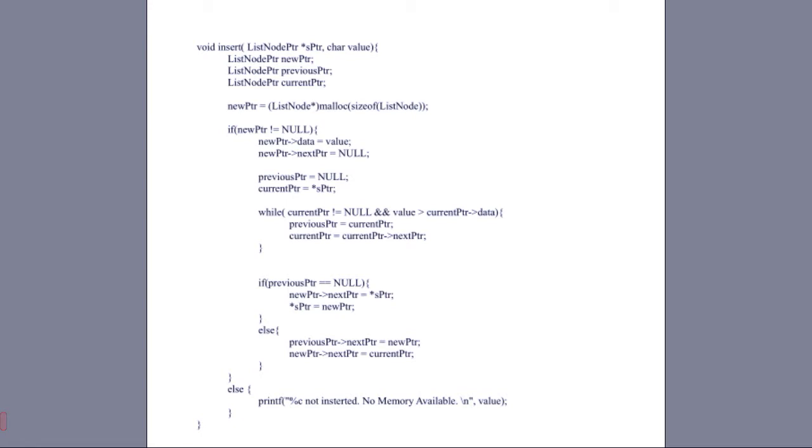The first thing we do here is we create 3 pointers to list nodes. The first one is called new pointer, the next one is called previous pointer, and the one below that is called current pointer. And of course we still have SPTR, which is the start pointer itself. You'll notice that it's got an asterisk, even though the start pointer is already a pointer, and that's because it's a pointer to a pointer.